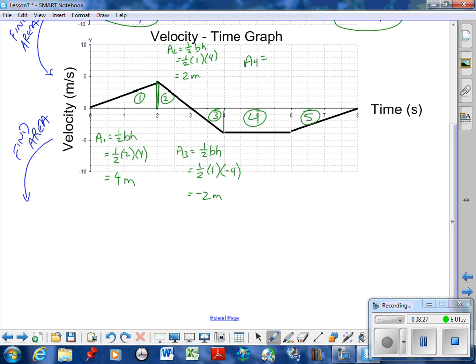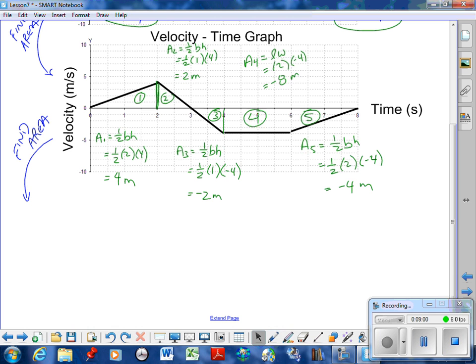Area 4 is equal to length and width. It's a rectangle. So we've got it going for 2 seconds at a height of negative 4. So that gives me a value of negative 8 meters. And finally, area 5, 1/2 base and height. 1/2, the base is 2. Height is negative 4. So we end up with just negative 4 meters. Okay? So there we are.